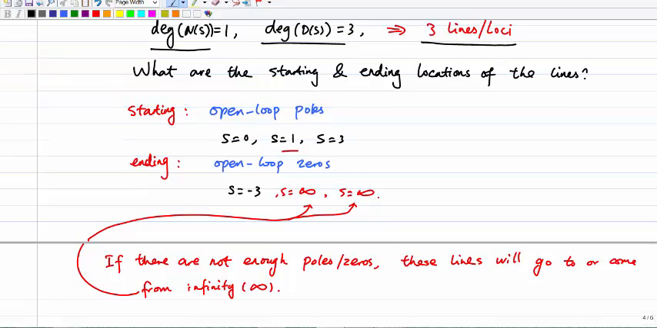One of the rules says that if there are not enough poles and zeros, those lines will go to or come from infinity. So lines start from 0, 1, and 3, and one ends at negative 3, but there must be another 2 endings. Because I don't have those endings, according to this rule they go to infinity. So 2 of these lines will go to infinity. It's not coming from infinity; the ending is infinity.